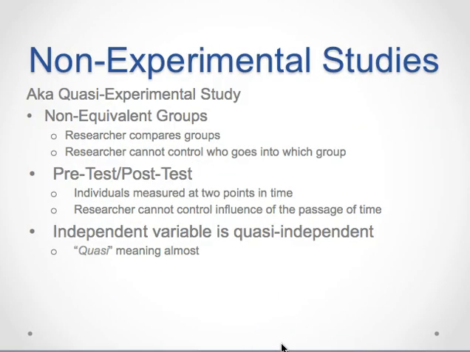Now, there are times when an experiment is what we call a quasi-experiment. It is almost an experiment because one of the requirements is not met. Here are 2 types of quasi-experiments. Non-equivalent groups, where the researcher compares groups, but they cannot control who goes into which group.